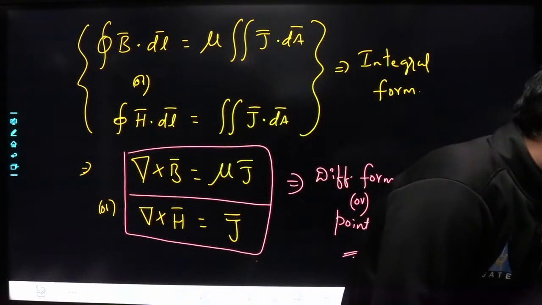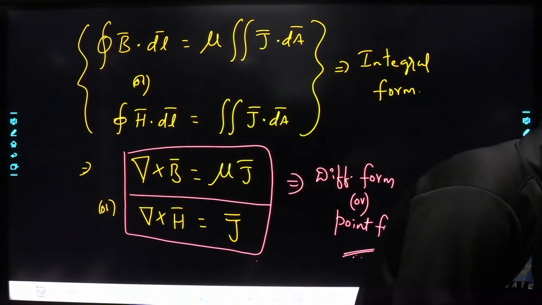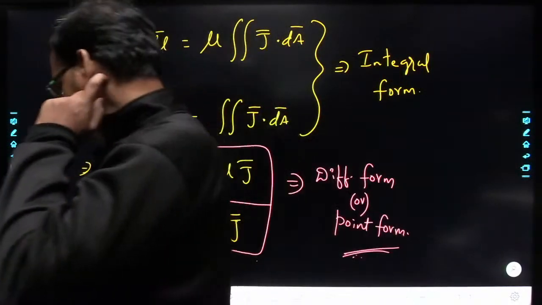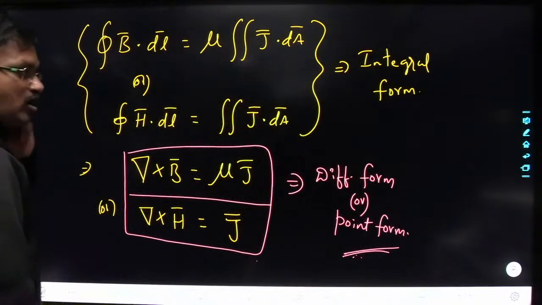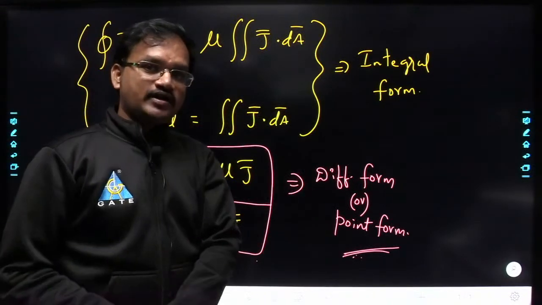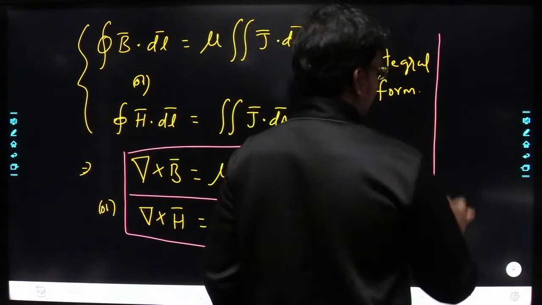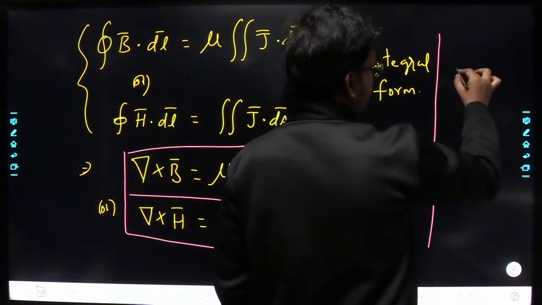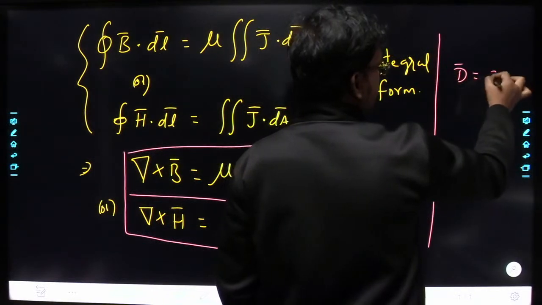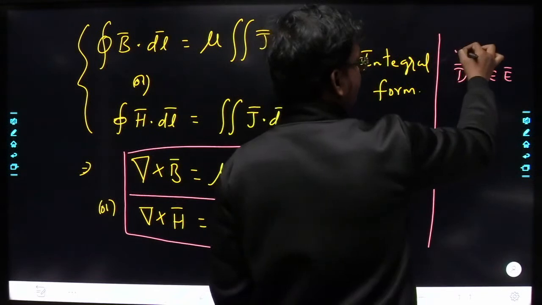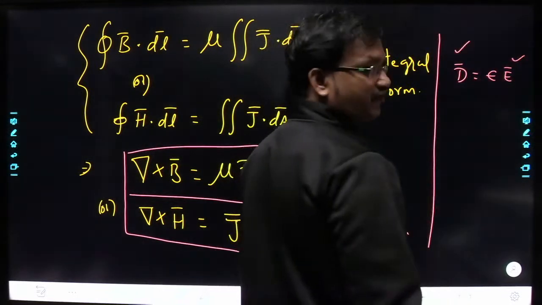Parasmoon, I was asking whether you have previously been taught in lecture about B is equal to mu H. I hope you know that relation. While dealing with the electric field, I told you D is equal to what? Electric flux density, D bar is equal to epsilon into E bar. So this is the relation between electric flux density and electric field intensity.